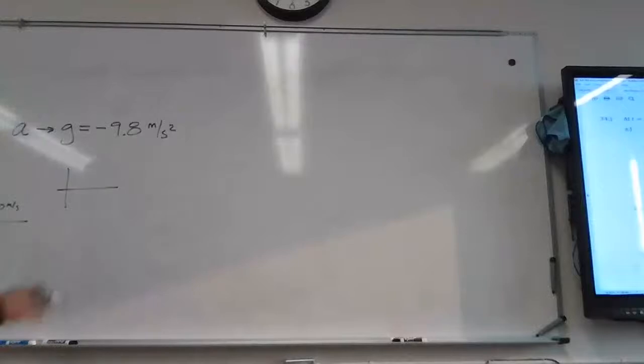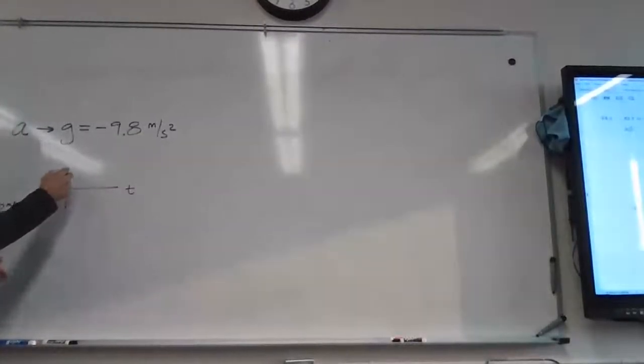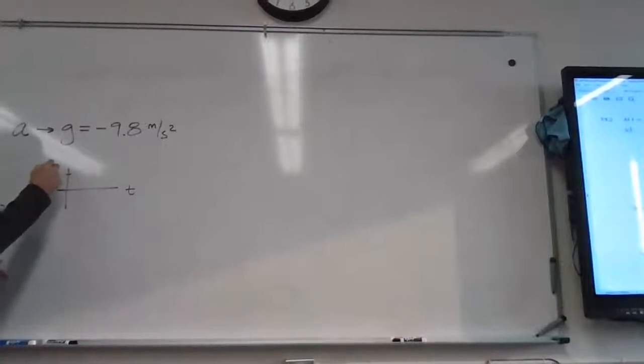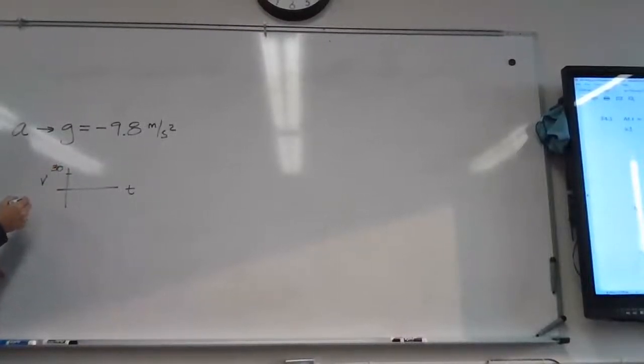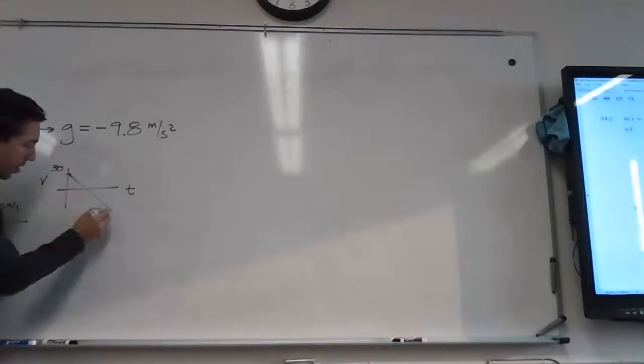Okay, so what's going to happen with the velocity graph here? What's the starting velocity? 30. Very good. Now, what happens the moment that cannonball, whatever projectile, leaves the ground? What starts happening? Starts slowing down. Okay, and then I'm just going to draw the whole thing here.